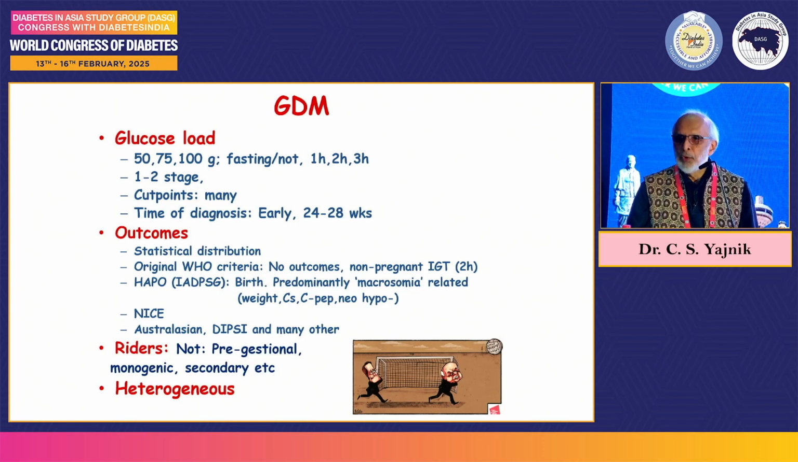Outcomes are usually based on statistical distribution and rather arbitrary cut points. Many studies have been done, and currently we are following HAPO outcomes, and we will see how they actually define gestational diabetes. Different countries like UK and Australia have again given their own cut points. But there is considerable confusion. It introduces heterogeneity, and therefore it's not always very easy to compare studies across centers and countries.